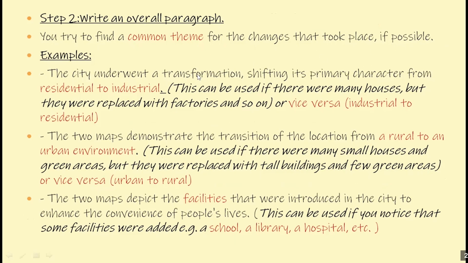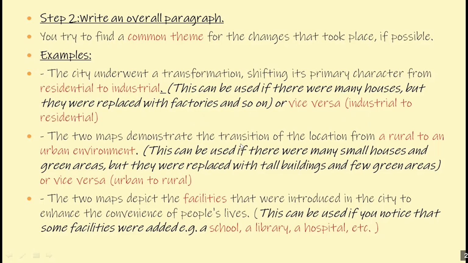Example, the city underwent a transformation, shifting its primary character from residential to industrial. Okay, when do you say residential to industrial? That's if you had too many houses in the past, but they were replaced with factories and so on. So you had houses and then the houses were torn down, and instead of the houses, we have factories. Then you say it was residential and it became industrial, or vice versa. You had many factories and then the factories were torn down and now you have houses. So you say it was industrial and then it became residential.